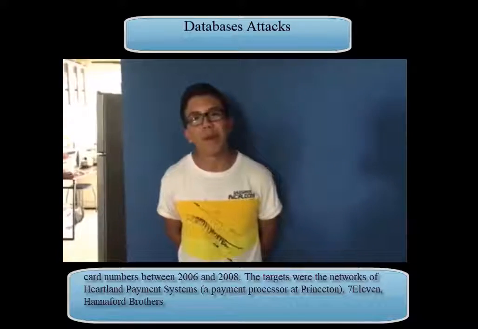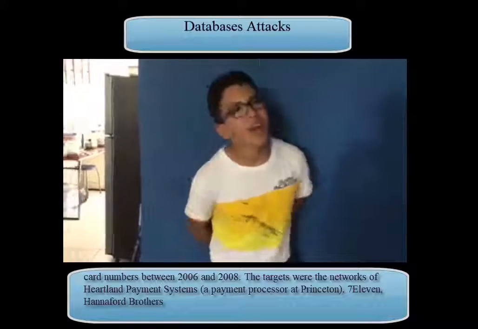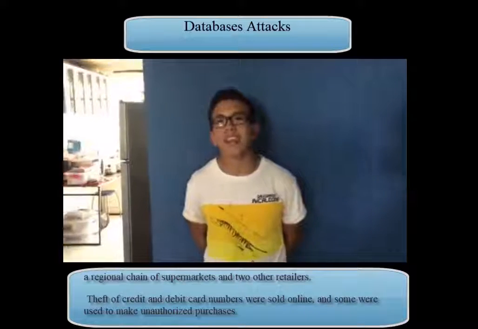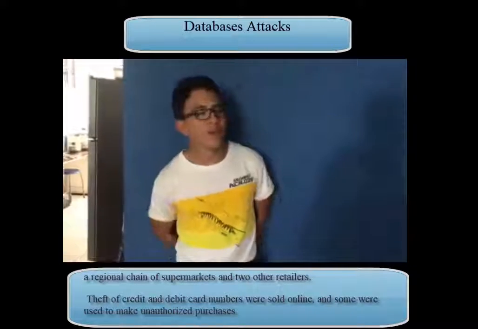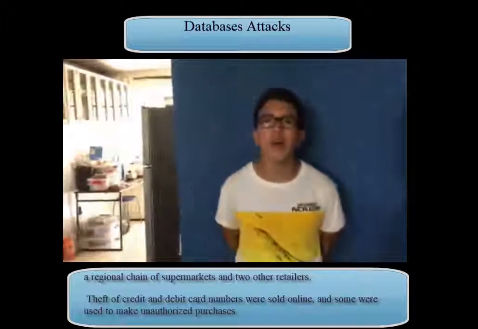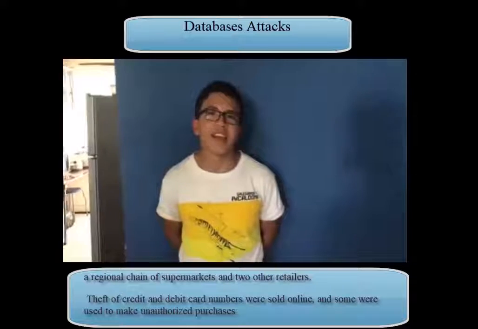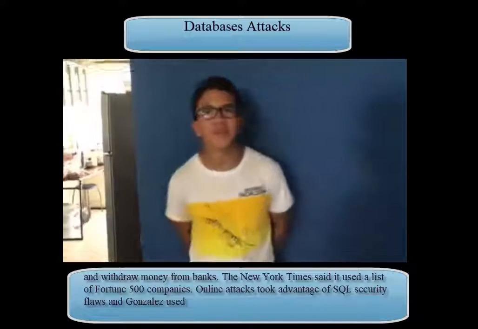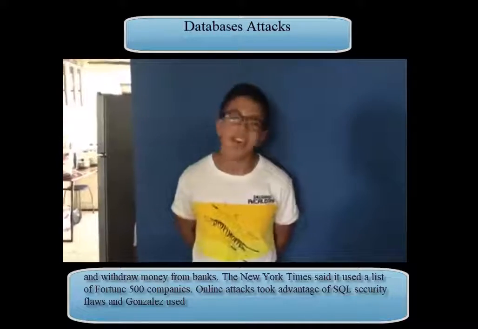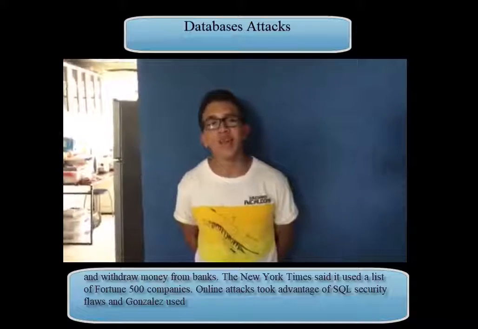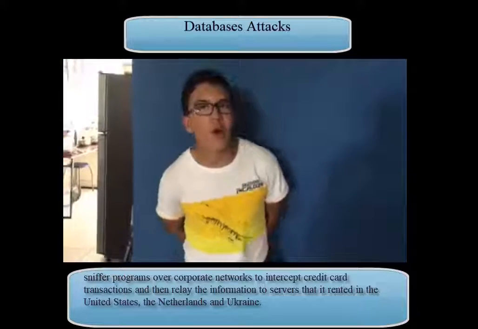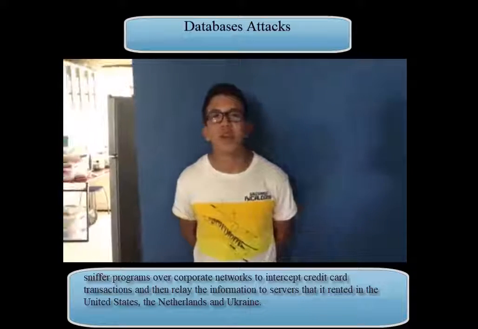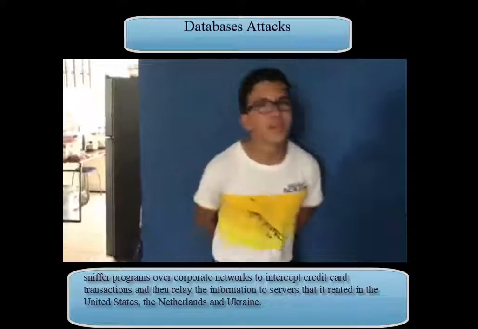The targets were the networks of Heartland Payment Systems, a payment processor in Princeton, 7-Eleven, Hannaford Brothers, a regional chain of supermarkets, and two other retailers. The stolen credit and debit card numbers were sold online, and some were used to make unauthorized purchases and withdraw money from banks. The New York Times said the attacks used a list of 15 companies. The attacks took advantage of SQL security flaws, and Gonzalez used sniffer programs over corporate networks to intercept credit card transactions and then relay the information to servers that he rented in the United States, the Netherlands, and Ukraine.